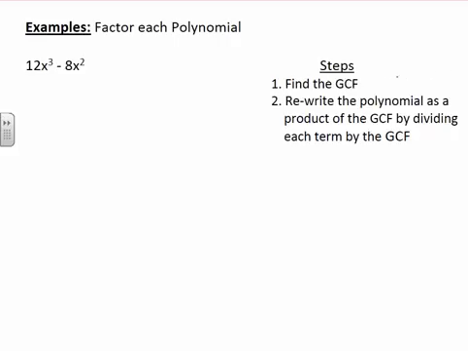Let us work through an example that deals with factoring polynomials. I've written the steps here. First, you want to find the greatest common factor. We need to look for the biggest number that 12 and 8 can both be divided by, as well as the greatest variable that is present in both of the terms. In this case, our greatest common factor numerically between both terms is going to be 4, and in the variables, it's going to be x squared. That leaves us with our greatest common factor of 4x squared.